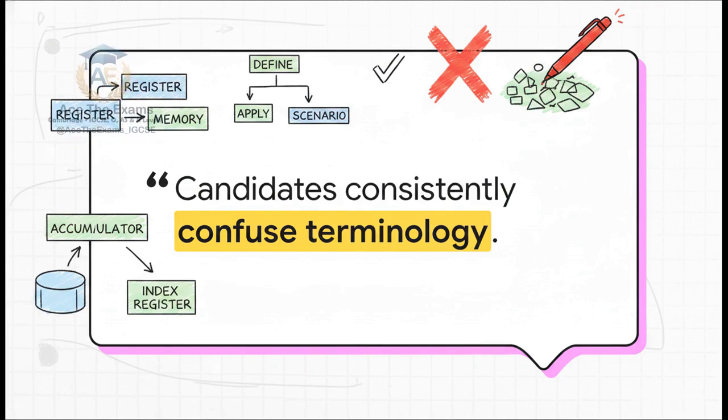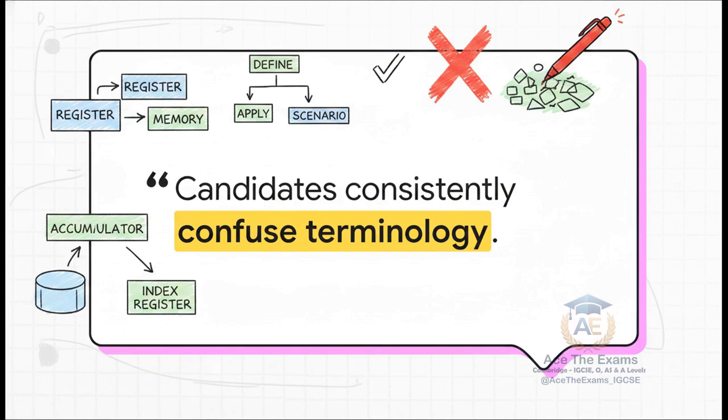Listen, in low-level programming, the terminology is incredibly precise. You absolutely cannot use the word register and the phrase memory location interchangeably. They are fundamentally different things. You cannot mix up the accumulator with the index register. When examiners read an extended response that just throws around these technical terms without demonstrating a clear, distinct understanding of each one, that red pen comes out immediately. They spot a rookie from a mile away.